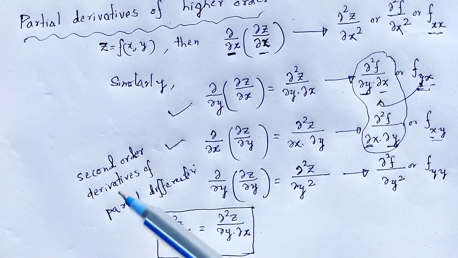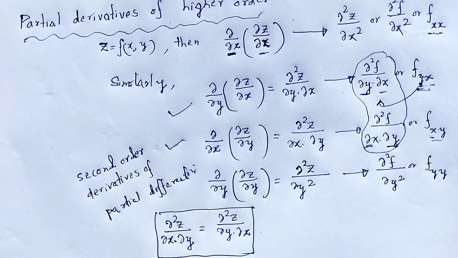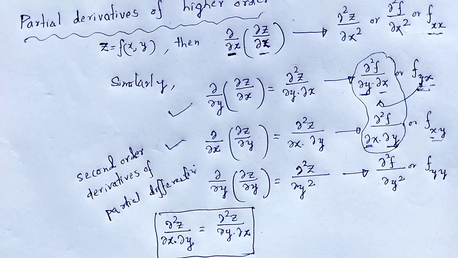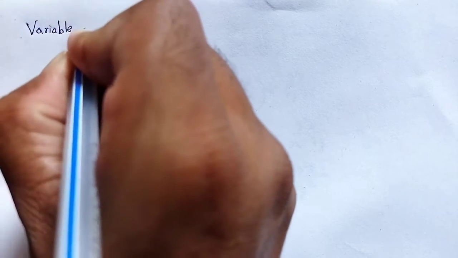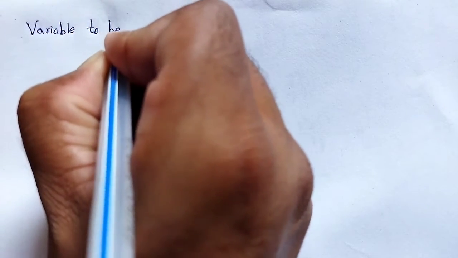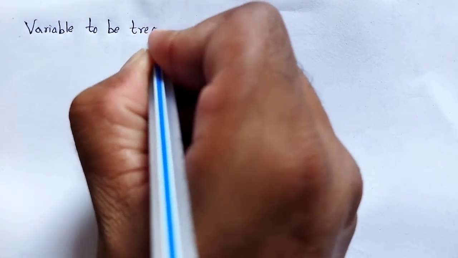We take as example of second order derivatives of partial differentiation. Let us again discuss the variable to be treated as constant in partial differentiation or in partial derivatives. So we can write variable to be treated as constant.